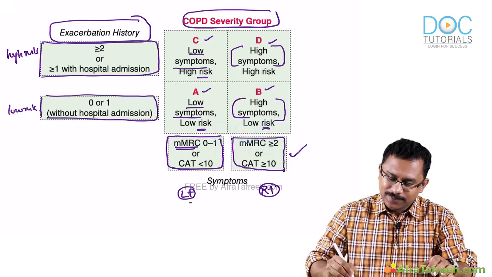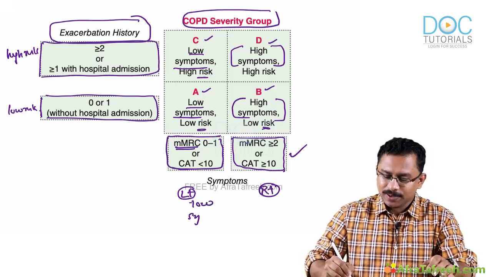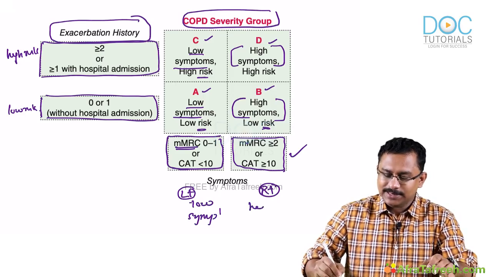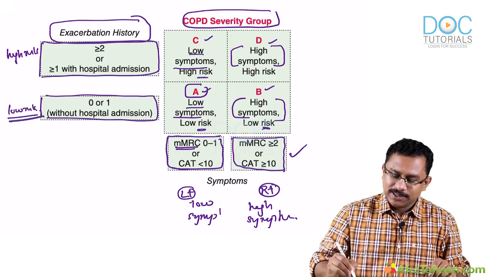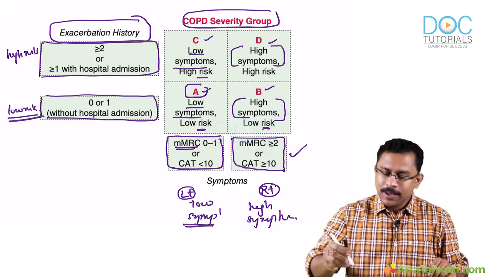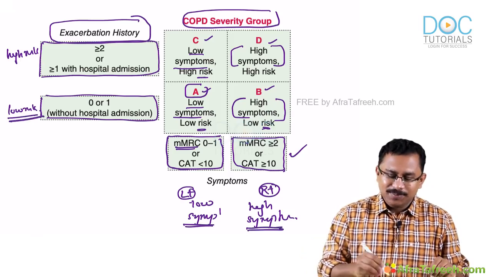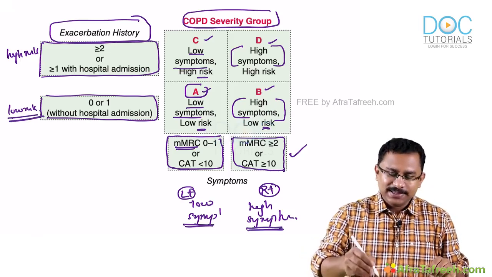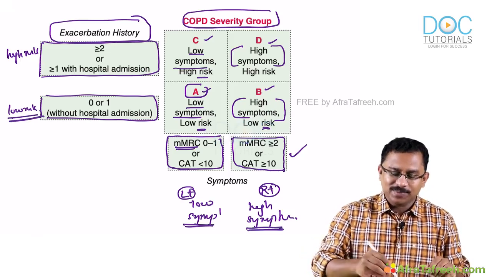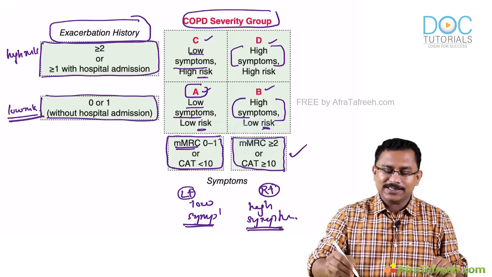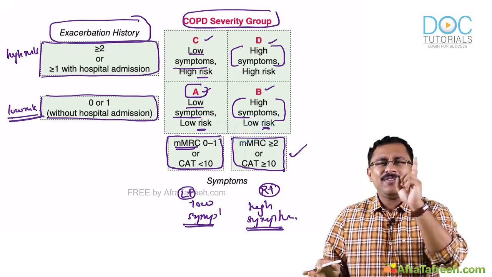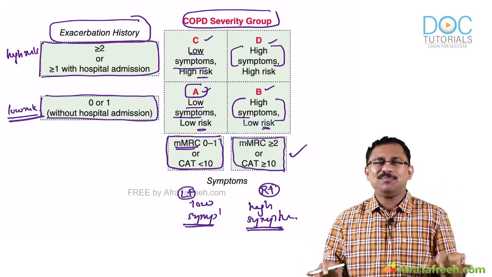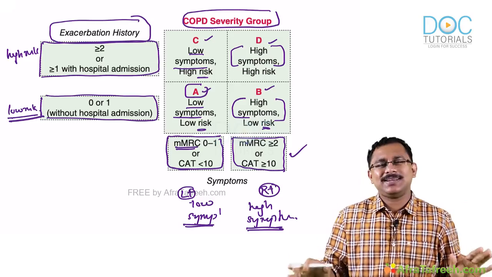Okay. This one is low symptoms. This is high symptoms. Which means when you have A, it is low risk, low symptoms. B means high symptoms, low risk. C means low symptoms, high risk. D means high symptoms, high risk. A, B, C, D. Very clear. Very, very simple. Okay. Simple tabulation.